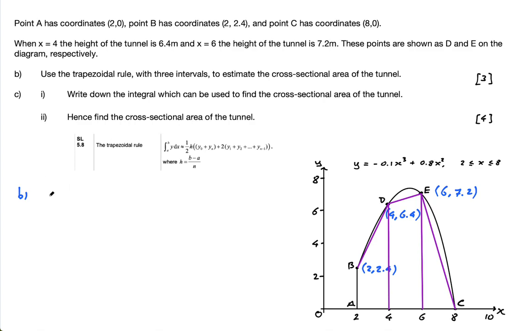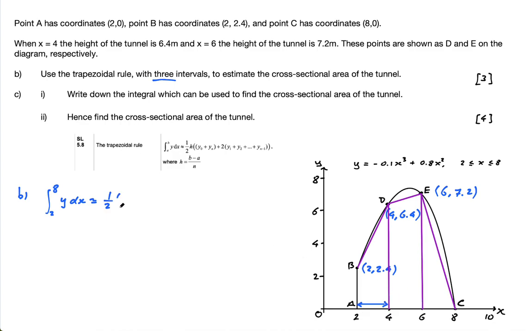Anyway, so for the trapezoidal rule, we're going from 2 to 8, because a to b is 2 to 8, of y dx. This is approximately equal to a half times h. So h, it says, is b minus a over n. B is 8, a is 2, n is 3, because we're doing it with 3 intervals. So it's just 8 minus 2, 6 divided by 3 is 2. But it's basically this length here. So this length is 2. 2 to 4 is 2. 4 to 6 is 2.